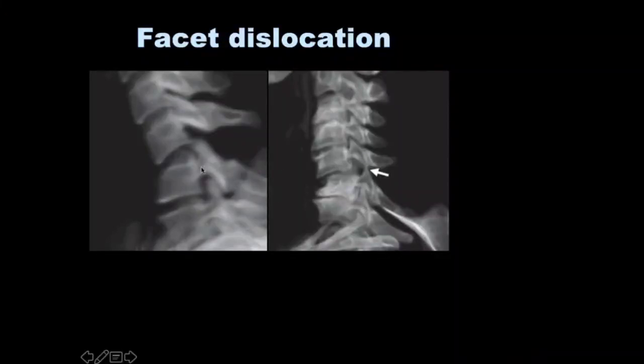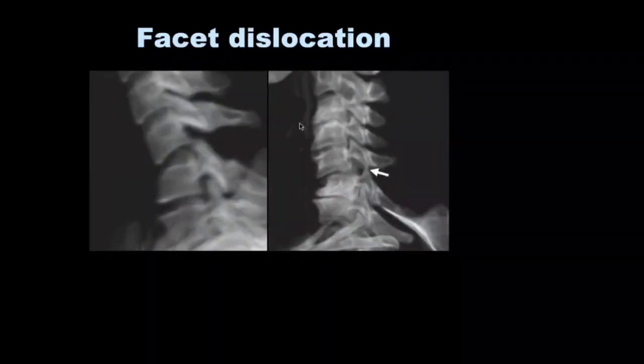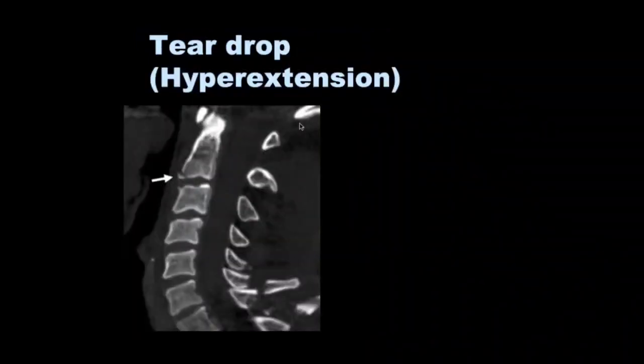Facet dislocation is again something that we encounter quite frequently. It could be unifacetal or bifacetal dislocations. This gives an appearance of a perched facet. So always look for the alignment. In a CT report, it would say whether the vertebral body height is maintained. Is there a fracture? Is there any facet dislocation? And also looking at the soft tissues.